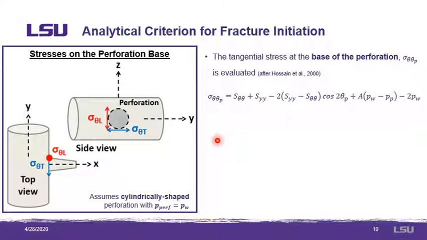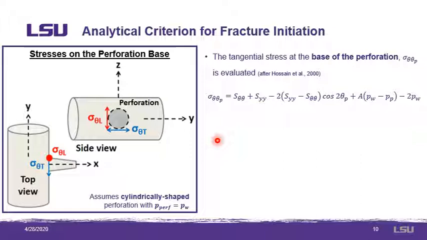When Hossain derived that, he completely ignored the presence of pore pressure. He treated the rock as a linearly elastic, non-porous solid. In 2008, I modified this expression to incorporate pore pressure, and in 2019, I further modified it to incorporate the effects of fluid infiltration from the wellbore.